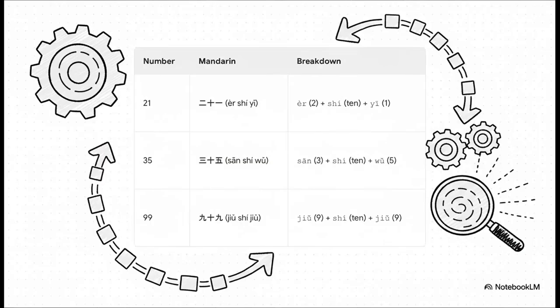Let's just look at this in action to prove it. For 35, you have san shi wu, literally 3, 10, 5. For 99, it's jiu shi jiu, literally 9, 10, 9. Do you see the pattern? It never, ever changes. It's consistent, it's predictable, and honestly, once you see it, you just can't unsee it.